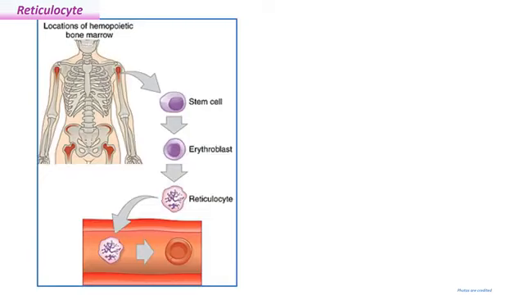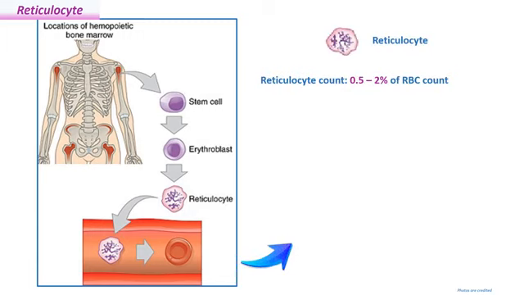Before understanding the case of anemia, we have to know about the reticulocyte count. As we have seen in the previous slide, the reticulocyte is formed from the hematopoietic stem cell through the process of early erythroblast, late erythroblast, normoblast, and finally the reticulocyte. After being formed in the bone marrow, the reticulocyte comes into the circulation as a premature RBC. This reticulocyte is 0.5 to 2% of the total RBC count.